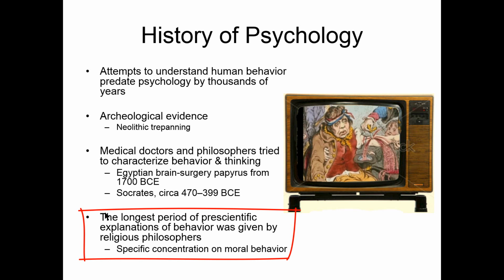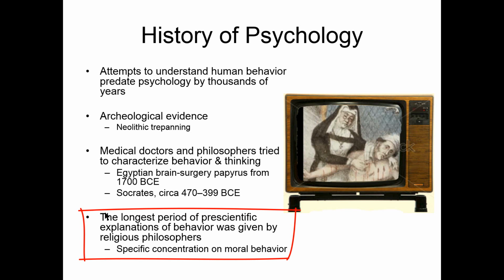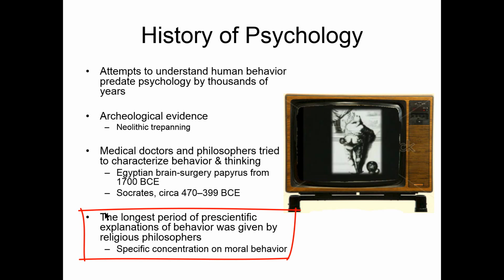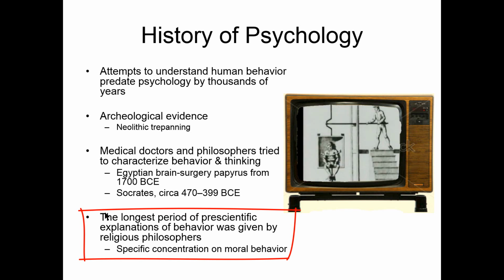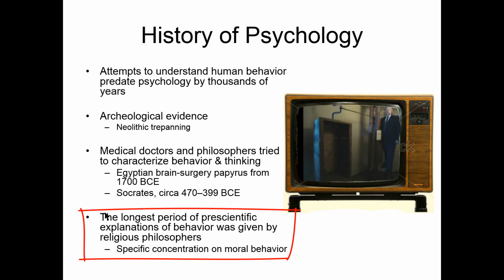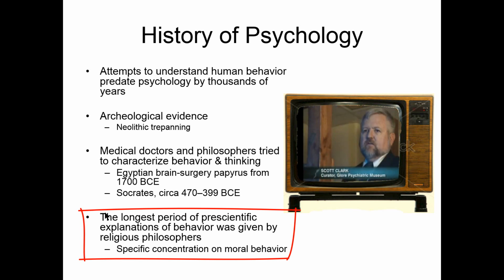They didn't ask the types of questions that you would ask today, like how many digits can you hold in short-term memory, or other types of social psychology questions like why is it that when there's more people around, fewer people are likely to help a person in need. So these very broad philosophical discussions about human behavior largely set the stage for the way future generations would look at psychology.